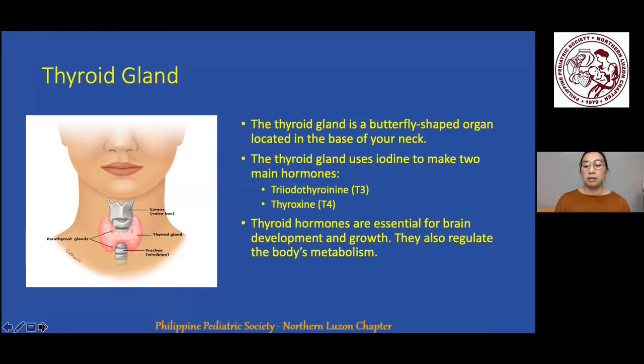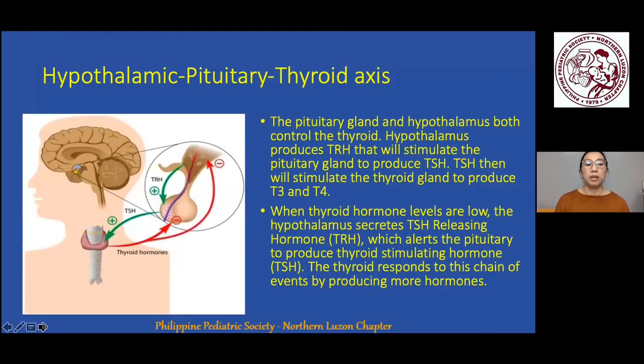How is the thyroid hormone regulated? So this is your hypothalamic pituitary thyroid axis. The pituitary gland and hypothalamus both control the thyroid. Hypothalamus produces your TRH, which will stimulate the pituitary gland to produce your TSH. And TSH then will stimulate your thyroid gland to produce the T3 and T4.